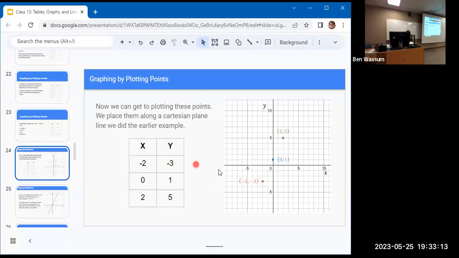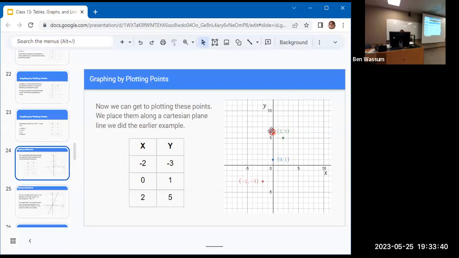Next point is 0, 1. So 0 in the x direction, 1 in the y direction. So you'd be right here, at the point 0, 1. And then 2, 5. So 2 in the x, 5 in the y. Draw your dot, fill it in there.